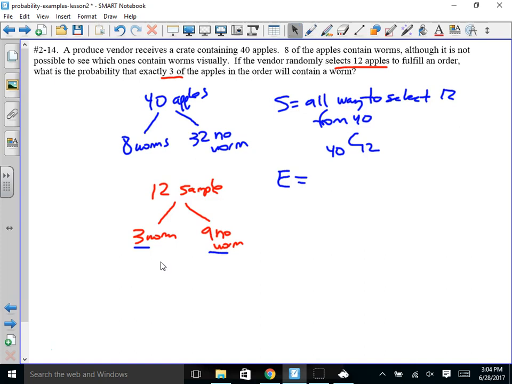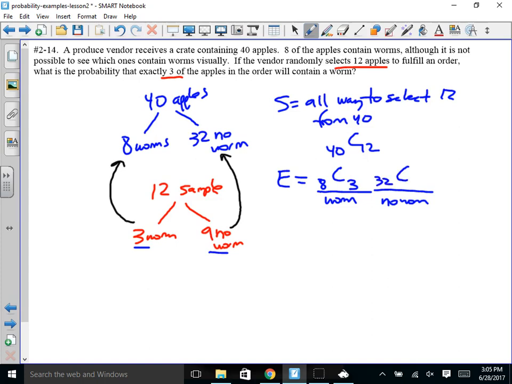So that means that we have to select the 3 worm apples out of the 8 that have worms, and we have to select the 9 apples with no worms, specifically out of the 32 that don't have worms. So we have to select the worm apples, and we have to select the no worm apples. And so we have 8 worm apples to select out of. We're selecting 3 of those. And we have 32 no worm apples, and we're selecting 9 of those. And we would use the multiplication principle, right?